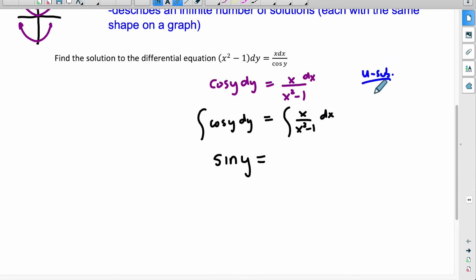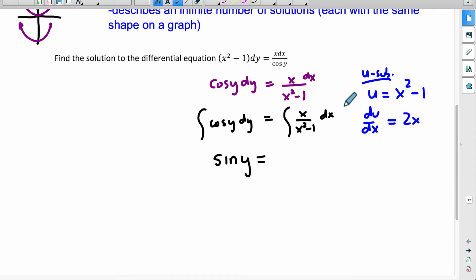So what are we going to make equal u? Remember, we often make the denominator equal u, and that'll work in this case. If we make the denominator u, so x squared minus 1 is u, then du dx, when we take the derivative, will be equal to, the derivative of x squared is 2x, derivative of a constant is just 0, so this is what you get.